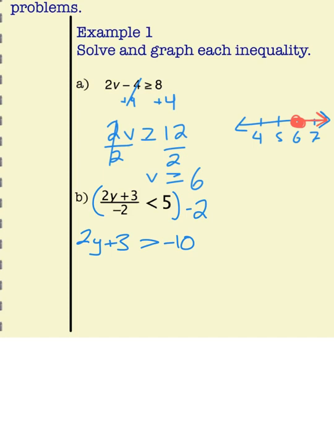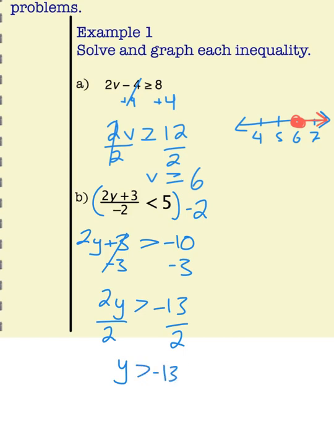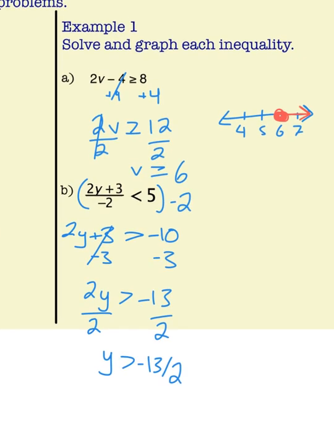All right, now we solve for y. So we subtract 3 from both sides, cancels out on the left. I'm left with 2y is greater than negative 10 minus 3, which is negative 13. And last step, we divide by 2. We're left with y is greater than negative 13 halves. You could say negative 6.5, negative 6 1/2. They're all the same thing. So I'll actually write, because this will be easier to graph, y is greater than negative 6.5.